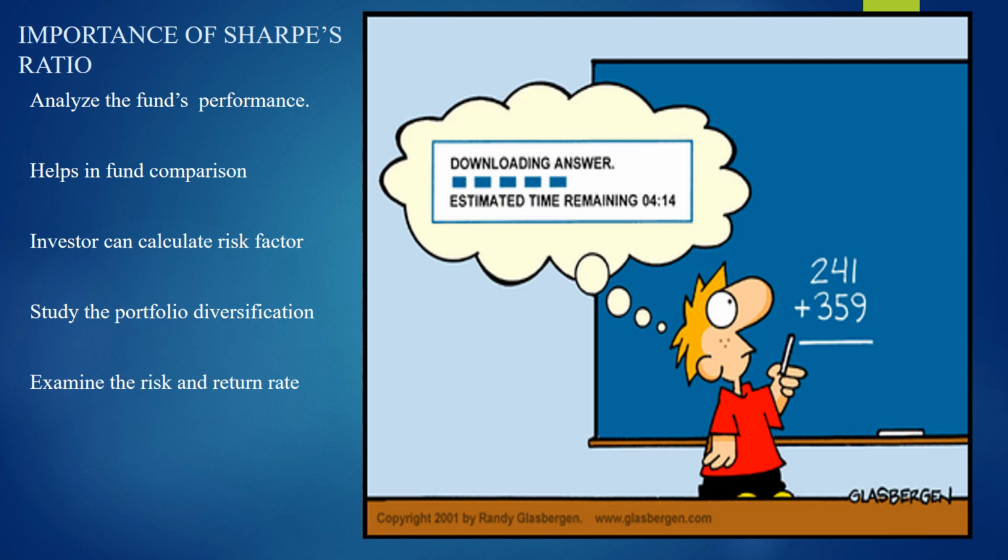Investors can calculate risk factors. Investors can also calculate the risk factors involved, what this risk is and how it can be included and calculated. Study the portfolio diversification. Previously we were seeing about portfolio diversification, because it plays an important role in portfolio management. We cannot invest all our money in a particular sector or particular shares or security. We should have diversification in our investment, and it will help us maintain a good portfolio. Sharpe's ratio helps us to study this portfolio diversification.